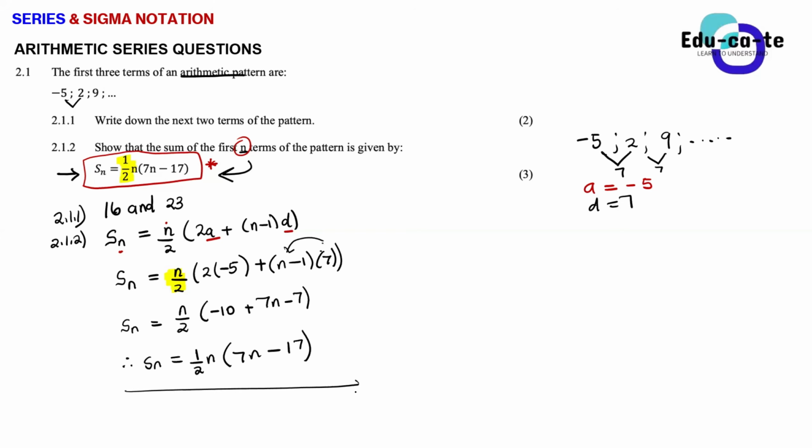So you've expressed the general term for this series, this arithmetic pattern, or you can say it's an arithmetic series. Let's just call it an arithmetic pattern for now. Then this is going to be it. 3 marks. Is that difficult, guys? No, sir.